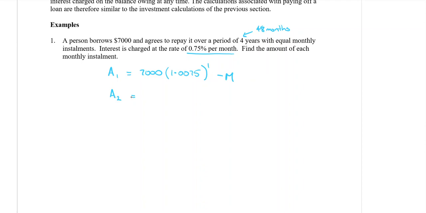When we move on to the second month, whatever we had at the end of the first month is what we have to start with in the second month. So we're starting with 7,000 times 1.0075 minus M. I don't know what it is because I don't know what M is, but that's what I've got. Then we have to pay interest on that, so I'm going to put all of that in brackets and multiply it by 1.0075, because that's my compound interest part. But then guess what happens? We have to make another repayment, so we subtract another M off the end of that.